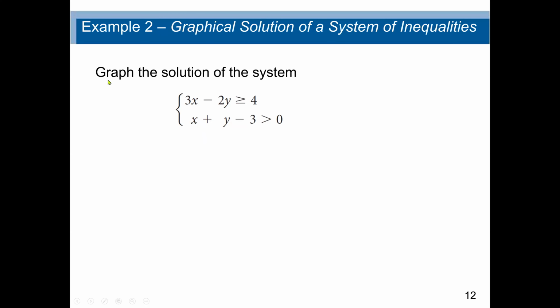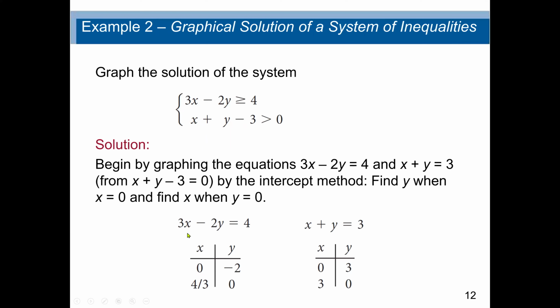So here we're going to graph the solution of the system: 3x minus 2y greater than or equal to 4, x plus y minus 3 greater than 0. Again, we're solving this problem graphically. So we're going to plot the first line and the second line. We find the x and y intercepts, because this is linear. If we get two points, we can just draw a straight line across them. So a quicker way is to find the x-intercept and the y-intercept.